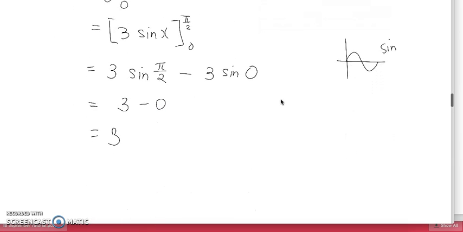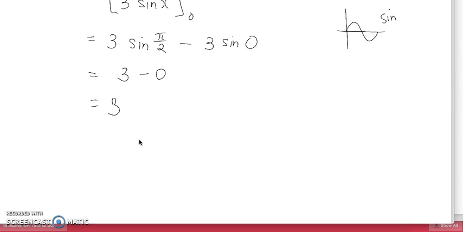Without using a calculator, you may have different ways of remembering these key values of sine. One way is by looking at a sine function. So sine pi over 2 would be 1. So the first term will be 3 times 1, 3. And then minus 3 times sine 0, which is 0. So therefore, the area of the shaded region is 3 square units. Or just 3. You can leave the unit out on your exam.